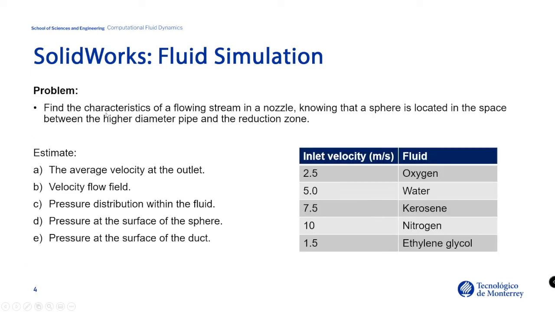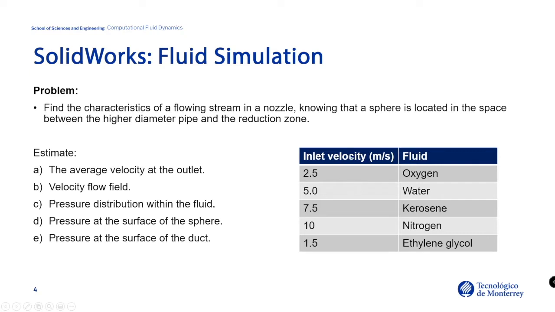The main problem is to find the characteristics of a flowing stream in a nozzle, knowing that a sphere is located in the space between the higher diameter pipe and the reduction zone. The fluid we want to analyze is oxygen. In this case, we only will show how the system behaves under the presence of oxygen, but you can repeat the exercise using water, kerosene, nitrogen, and ethylene glycol.